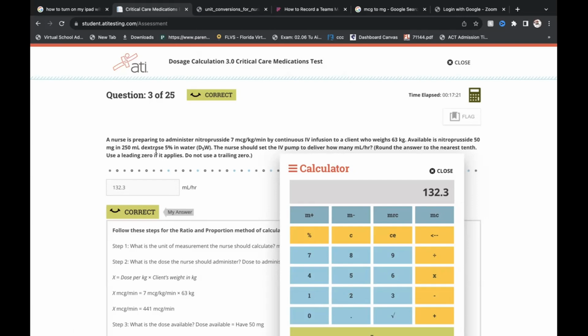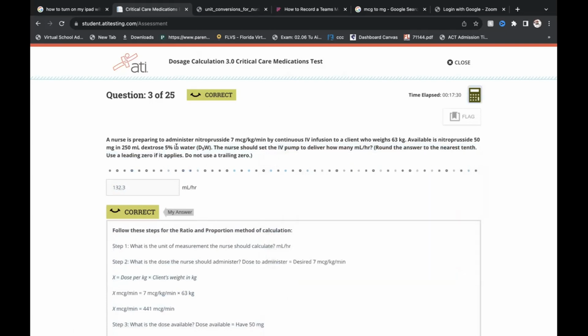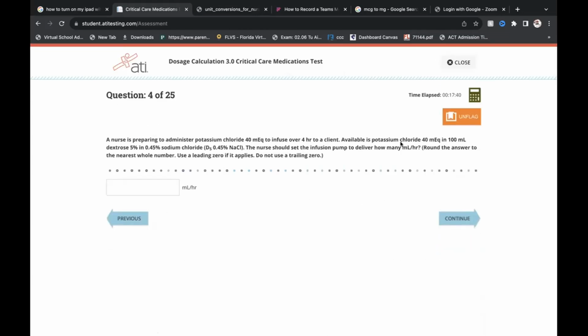Now I want you guys to pay attention to how it has a percentage right here. That's just to throw you off. It has nothing to do with the question. That's just to trick you, to make you see all these numbers and get frustrated and flustered. Always pay attention to that because they're mean and cruel.